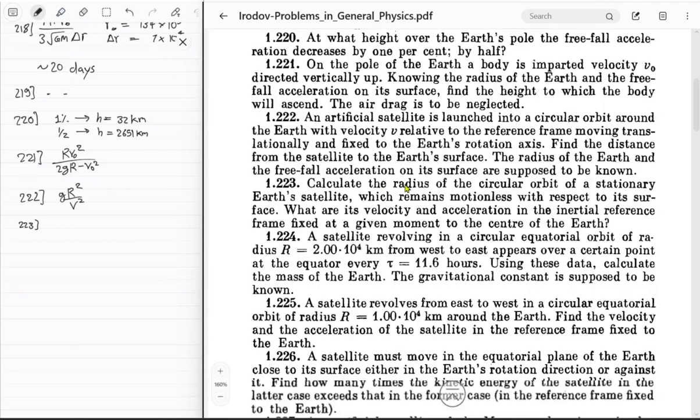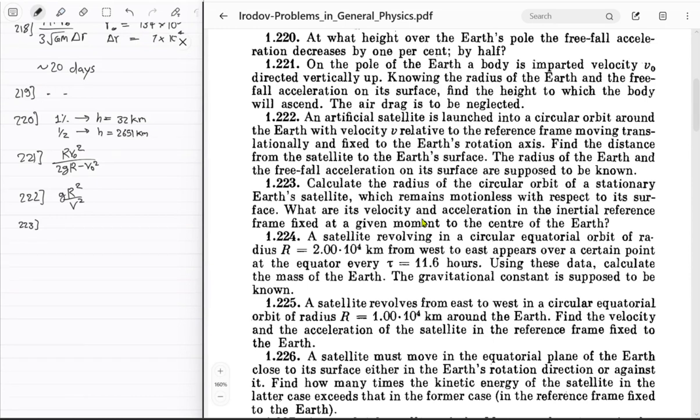Calculate the radius of circular orbit of a stationary Earth satellite which remains motionless with respect to its surface. Oh, okay. What are its velocity and acceleration in the inertial reference frame fixed at a given moment to the center of the Earth? The given moment, center of Earth. Inertial reference. Oh, of course. If it's the inertial, it cannot be the rotating reference frame. Can it be? Nope. Okay, so there should not be any pseudo forces.